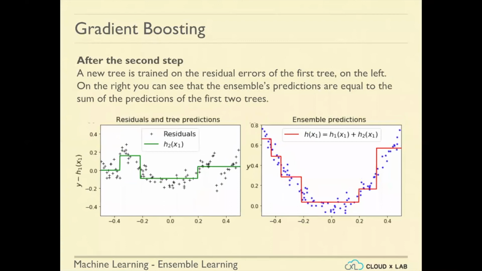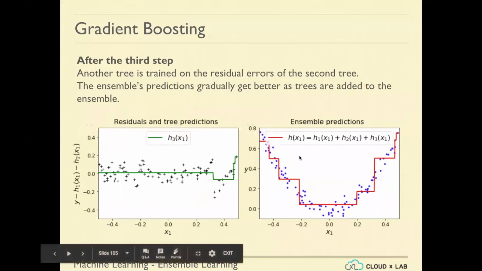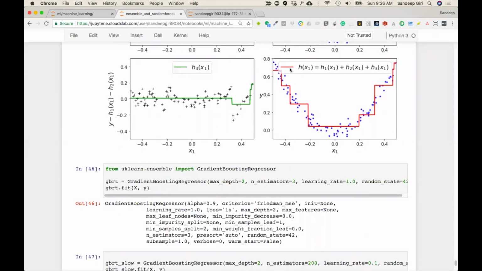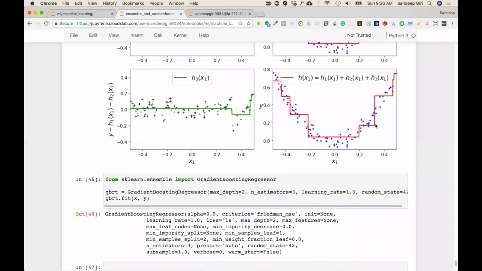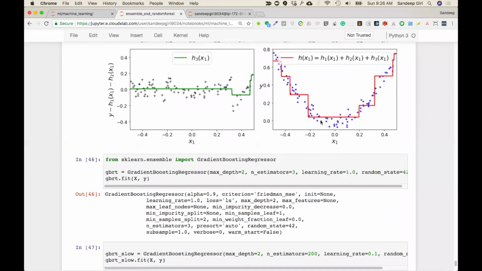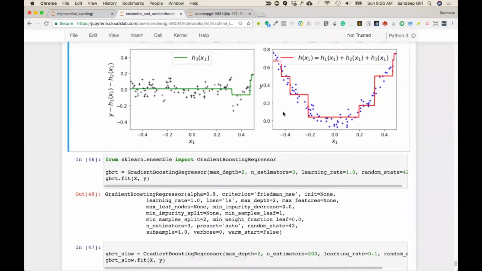Okay. Then we go for the third step. Then we do the predictions. This is how it looks. So finally, as we are adding more and more trees, the predictions are improving. You can see that it is going towards more overfitting from underfitting. Here it was underfitting. Here it is more towards variance from the bias.